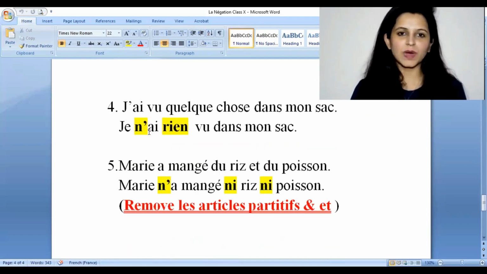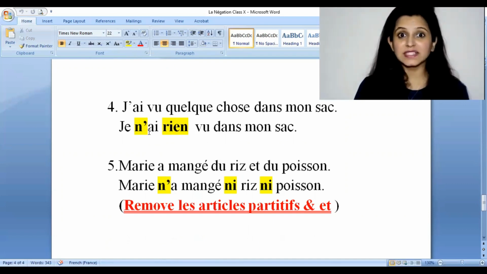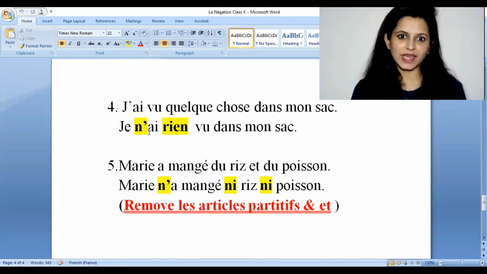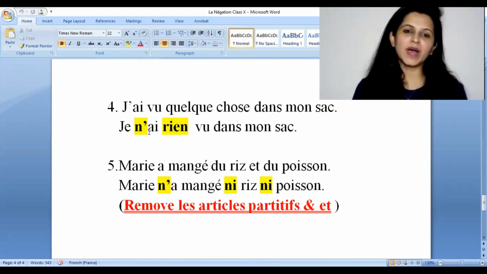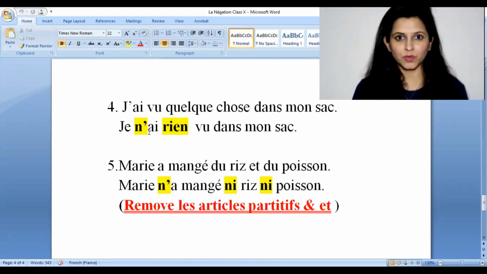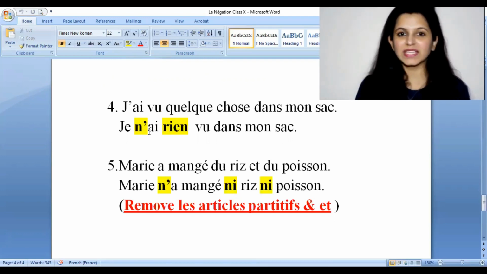The last one, Marie a mangé du riz et du poisson. She ate rice and some fish. So, the neither nor case. Marie n'a mangé ni riz ni poisson. Neither rice nor fish. Remove partitive articles and et, which is "and". I hope that you have understood negative expressions.